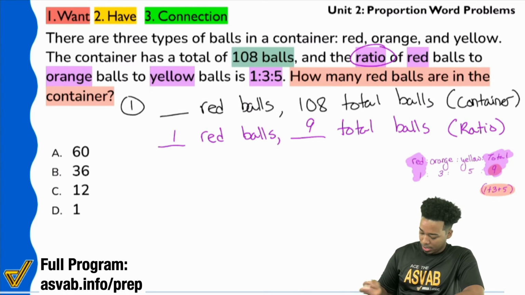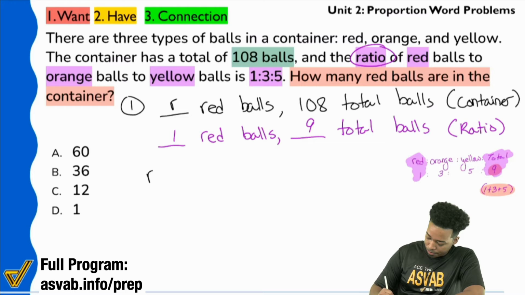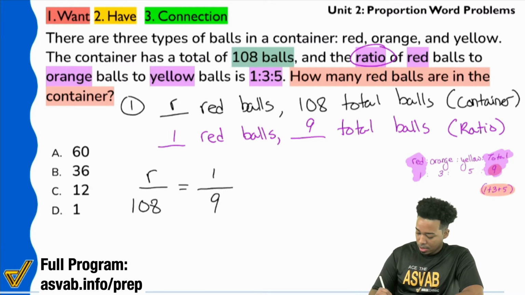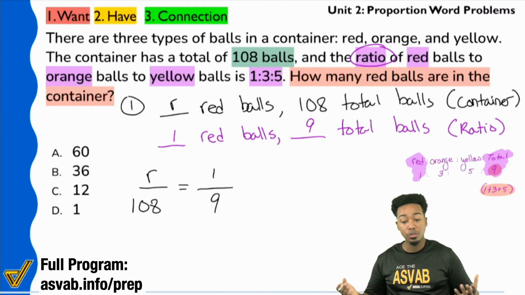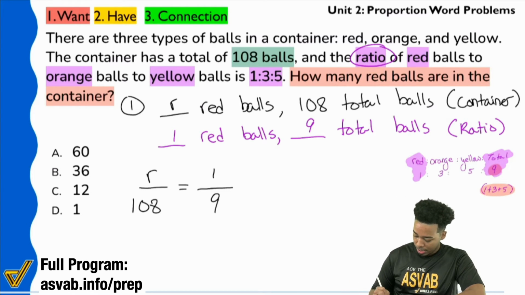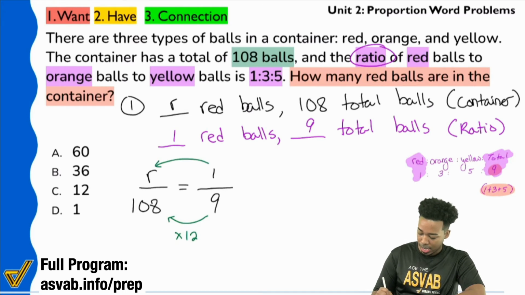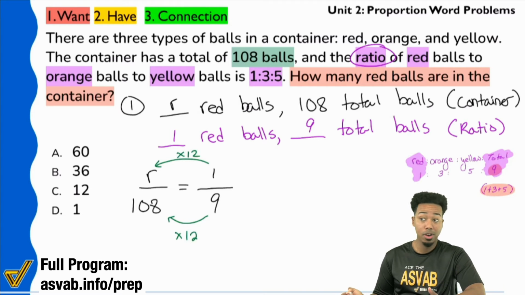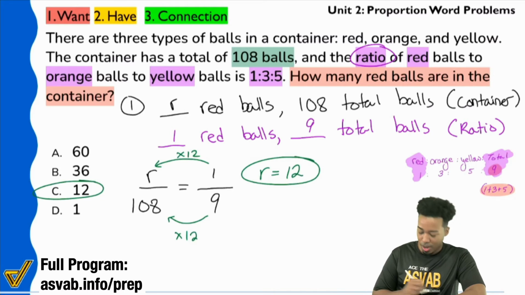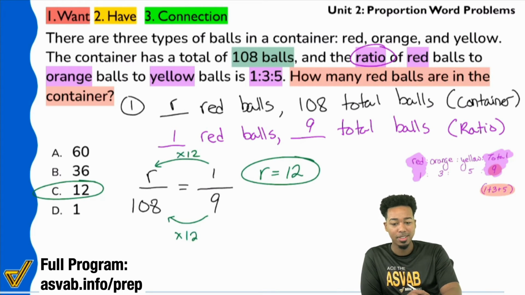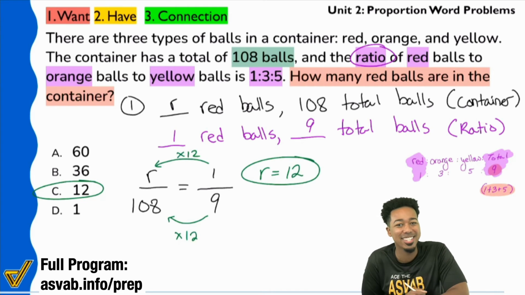And what I'm going to do is set up my proportion. I'll do R for red. R for red over 108 equals 1 for red over 9. The red over total, red over total. We have it set up appropriately. We can do cross multiplication and division, or you can see that over here, we can do a quick relationship and notice that 9 to 108, that's a multiplication of 12. So 1 to the answer would be the same thing. 1 times 12 is actually a pretty easy deal, and that'll be red equals 12. So we have 12 red marbles. And there you go, or 12 red balls. But there it is, we're good.